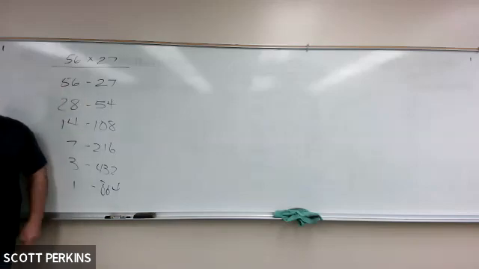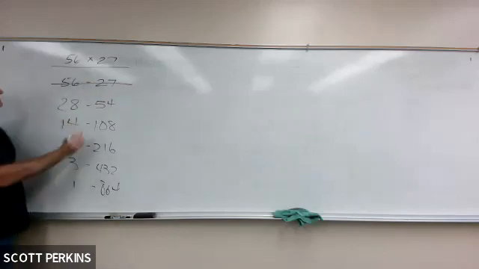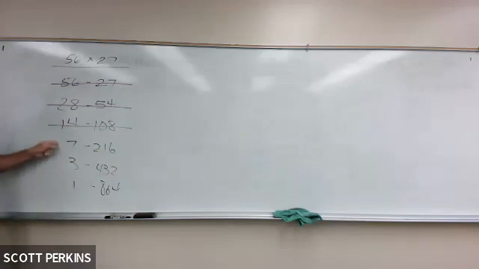I'm assuming that, but I don't want to, just in case. An even number ends with a number that's divisible by 2. So 0, 2, 4, 6, or 8. Anything that ends with one of those. Okay, so 56 is even, 28 is even, 14 is even. That leaves these 3 rows right here.